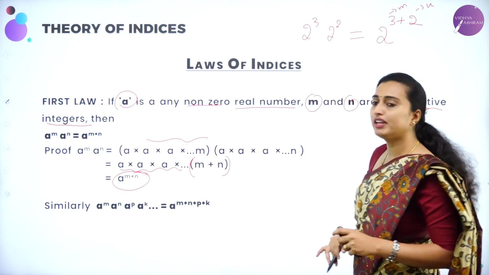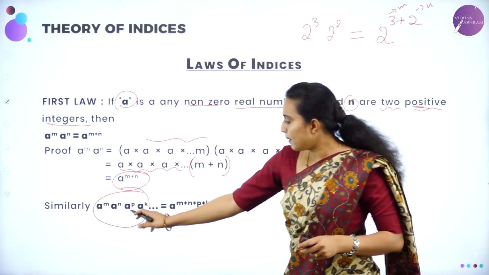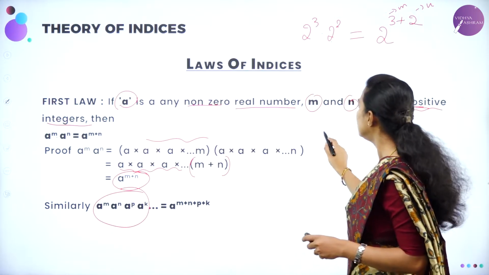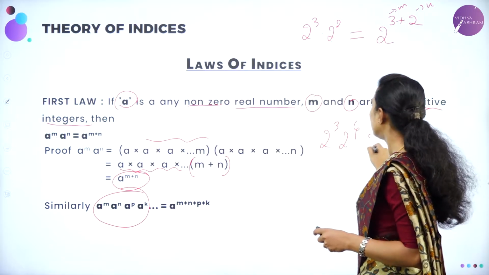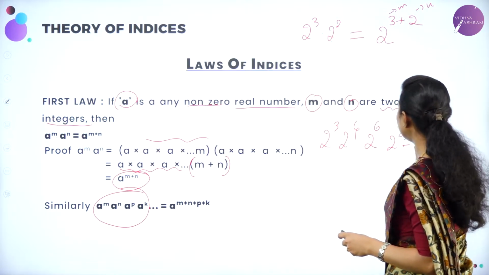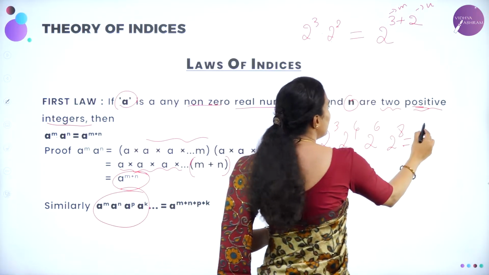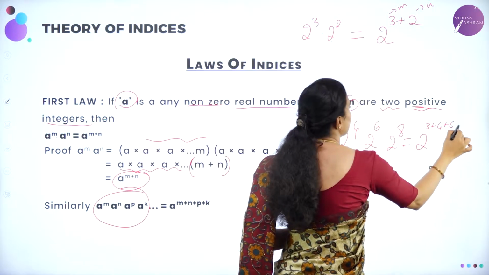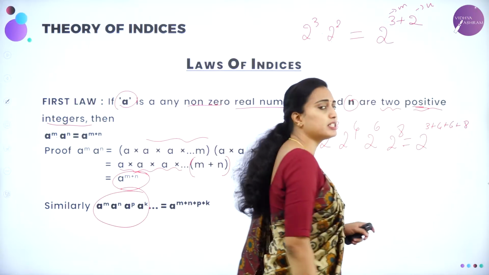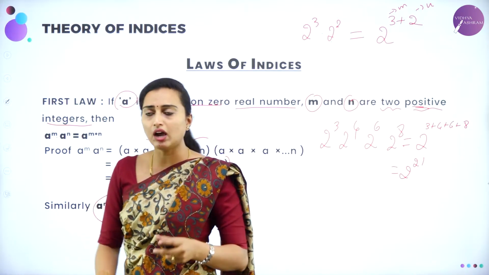Right. Similarly, here I have taken some: a power n, a power n, a power p, a power k, a power s, etc. Suppose you are having 2 power 3, 2 power 4, 2 power 6, 2 power 8, etc. Since the base is same, the powers can be added. Therefore you are going to have 2 power 3 plus 4 plus 6 plus 8. So 6 plus 4 is 10, plus 8 is 18, 18 plus 3 will become 21. 2 to the power of 21 you can write it as. So this is how we'll go for this one.